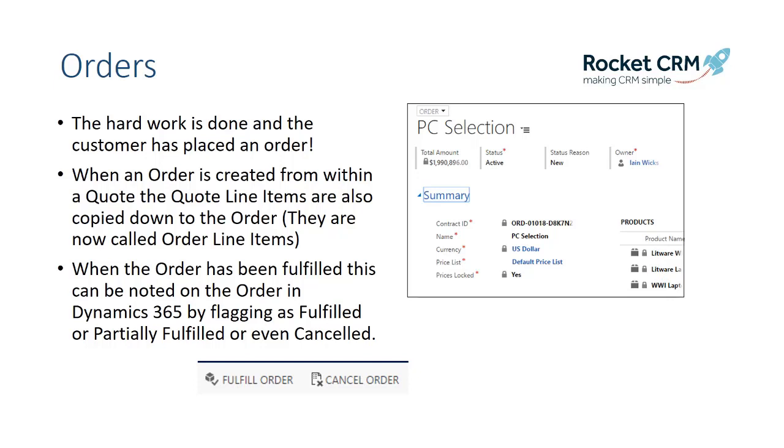When the order's been fulfilled, this can be noted on the order in Dynamics 365 by flagging it as fulfilled. And you can see here we've got a fulfill button. When you do that, you can mark it as partially fulfilled or even cancelled at this stage.